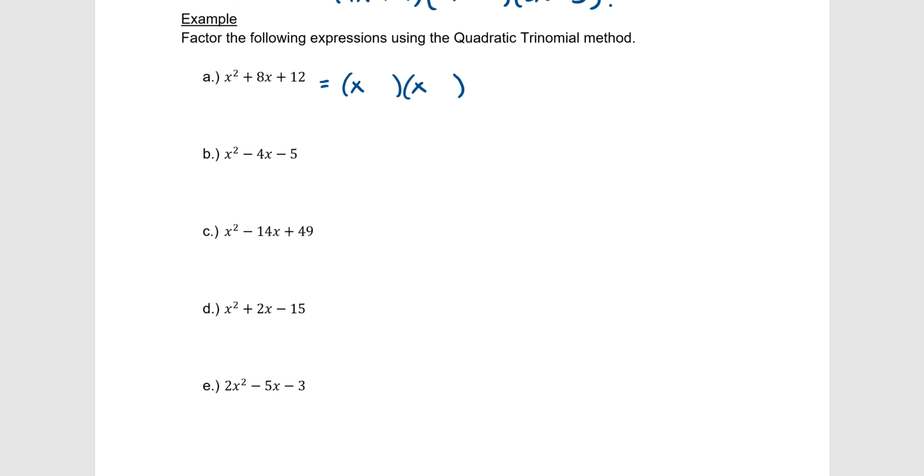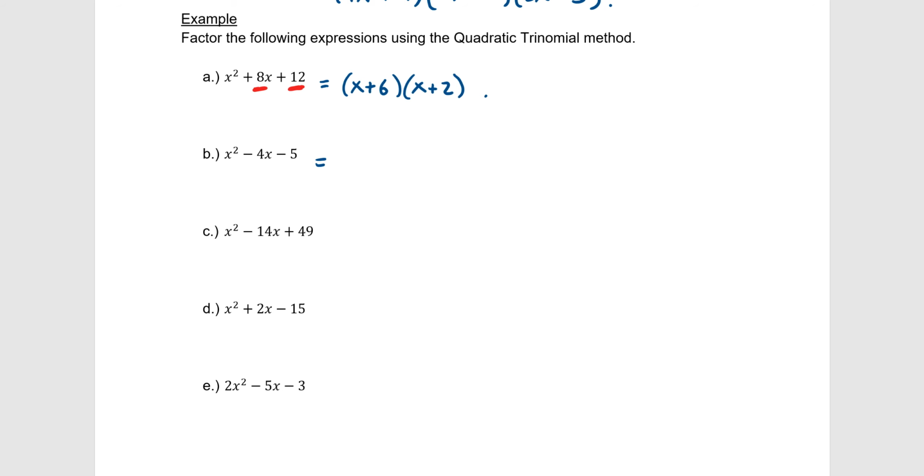And you need two numbers that multiply to the constant term that also add to the x coefficient. So that's going to be two numbers that multiply to 12 that also add to 8. So that's going to be 6 and 2. Positive 6, positive 2, and that's all you have to do: x plus 6 times x plus 2. And you can distribute that, you can FOIL it, and make sure that you get what you started with again.